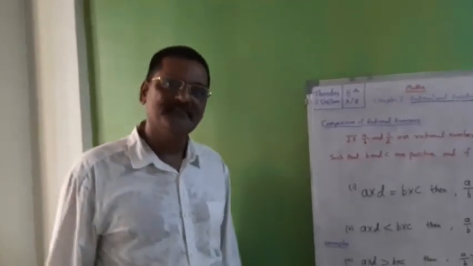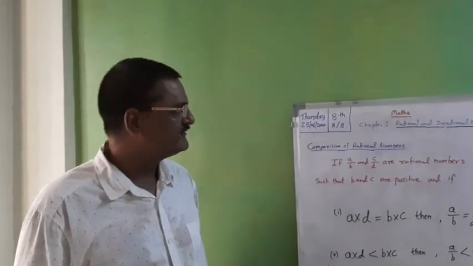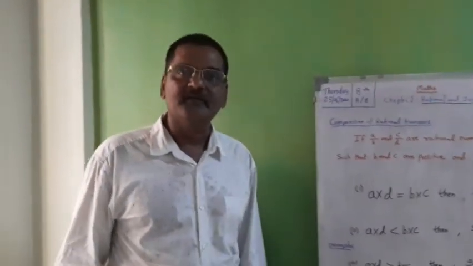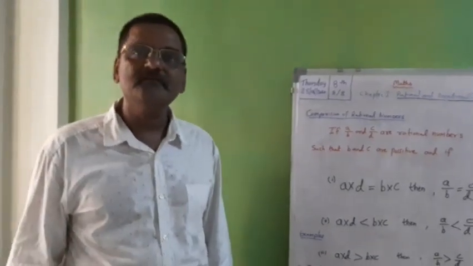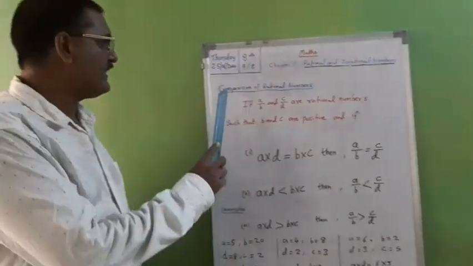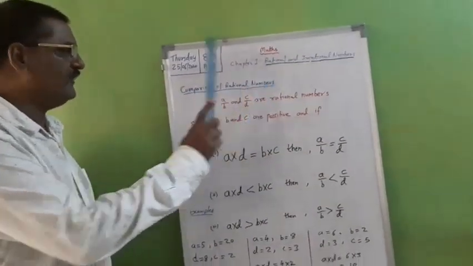Dear student, last period you studied rational and irrational numbers on the number line, plotting rational numbers on the number line. Today we are concerned with the comparison of rational numbers.